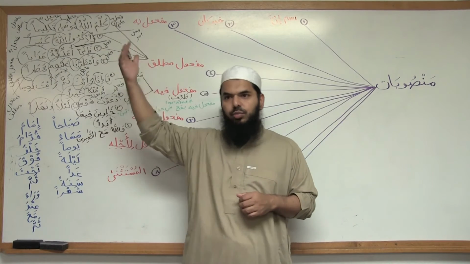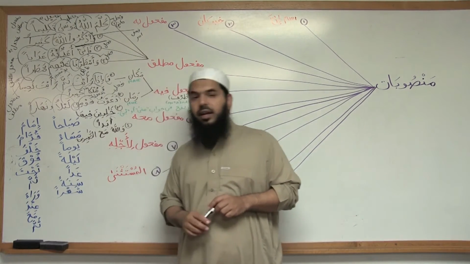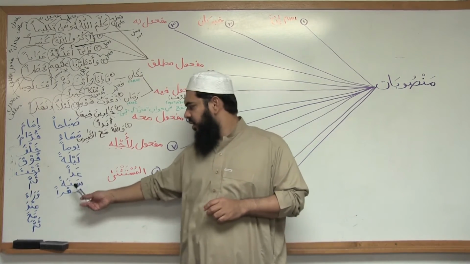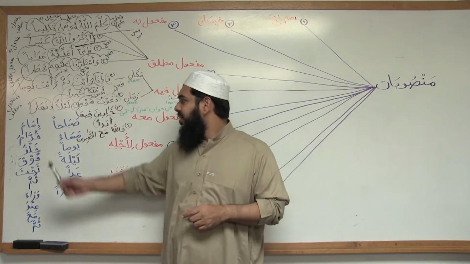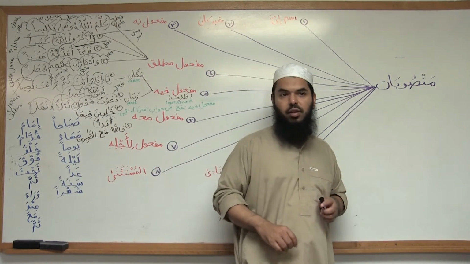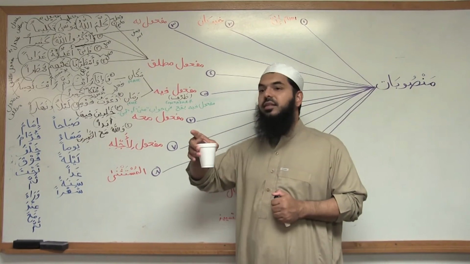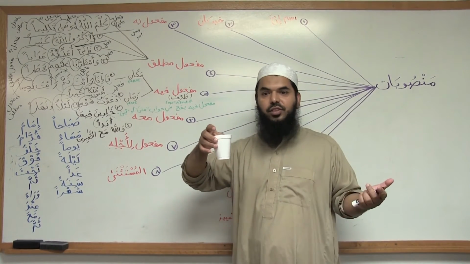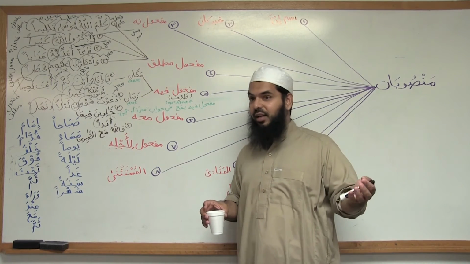Ghadan can also mean tomorrow. It also means afternoon. Sanatan, yearly. Shahran, monthly. Tayyib. What types of dharf are these? At times. Excellent. Zaman. You guys are good. See how easy this was? This is difficult stuff, but you guys are taking it, mashallah, easily.